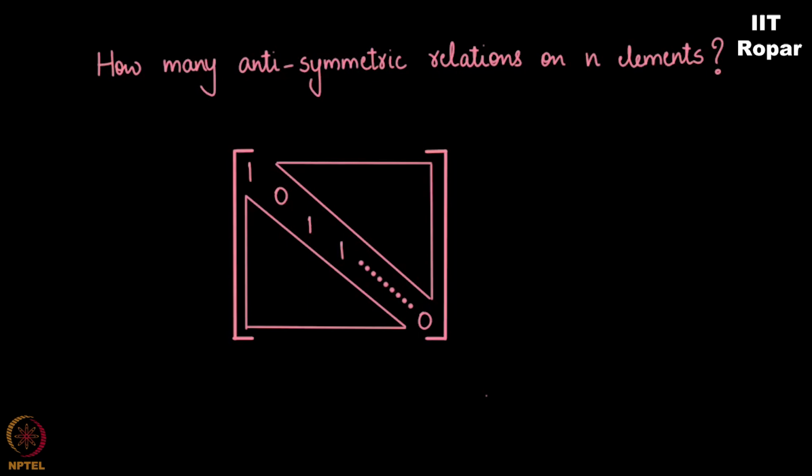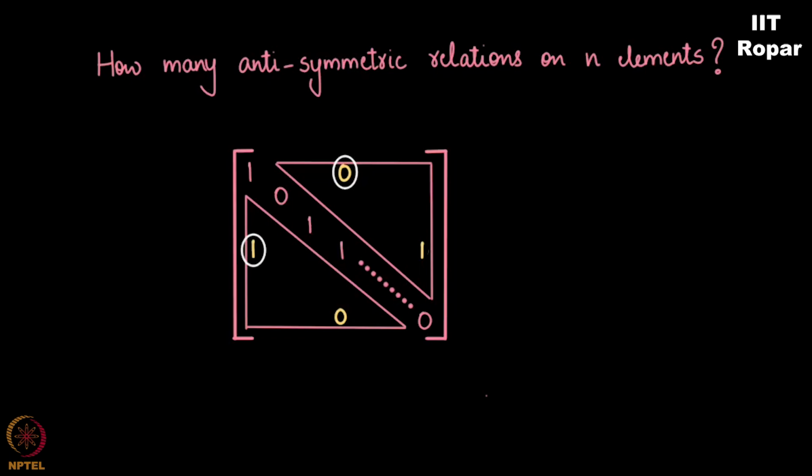If a relation is antisymmetric, whenever you have a 1 in the ijth entry, you will have a 0 in the jith entry. You cannot have a 1 here. Unlike your symmetric relation, where if you had a 1 here, you should have a 1 here. In antisymmetric, if you had a 1 here, for sure you will have a 0 here. But if you had, let's say, 0 here, you may or may not have 0 here, right?